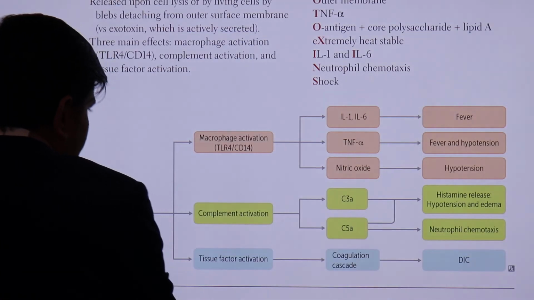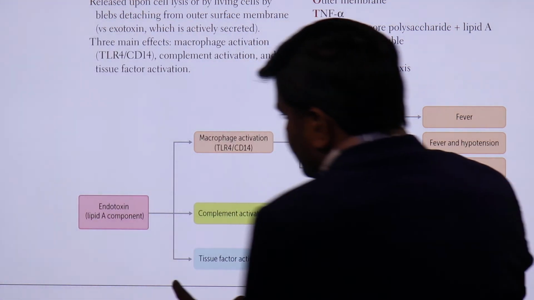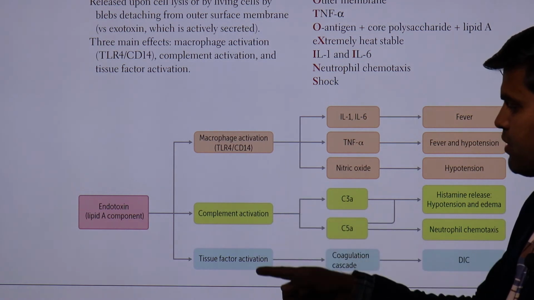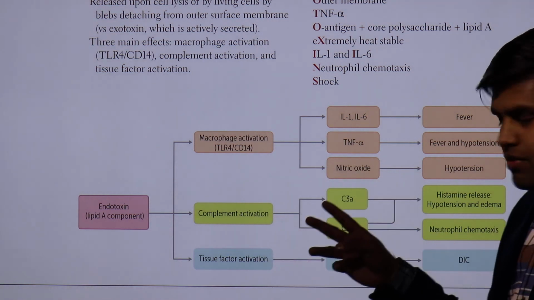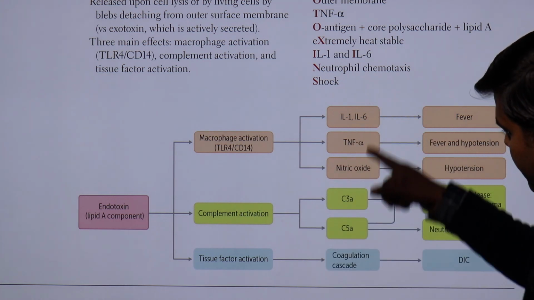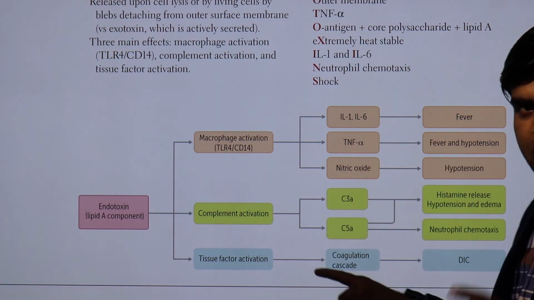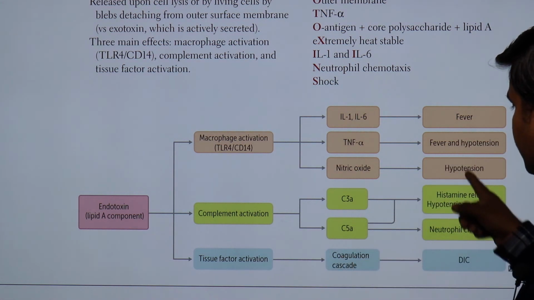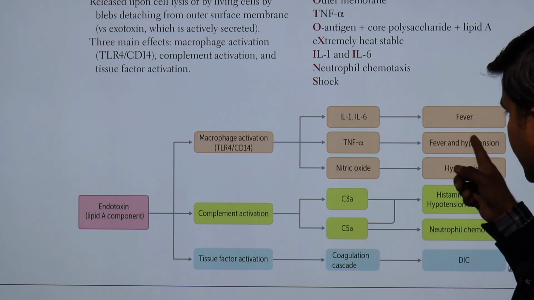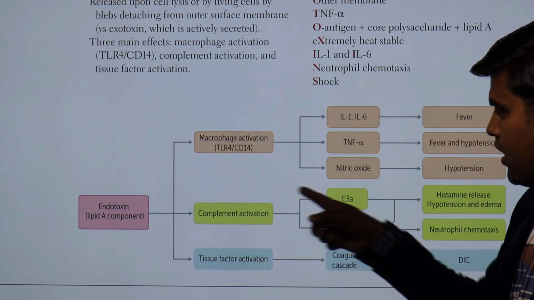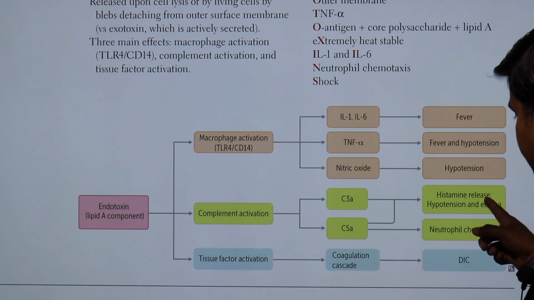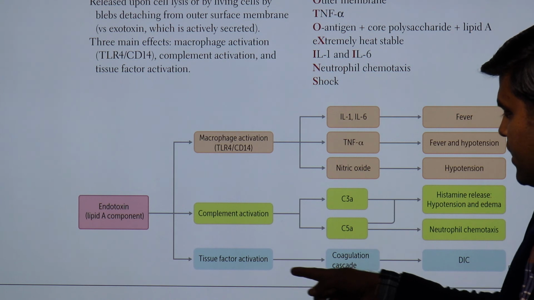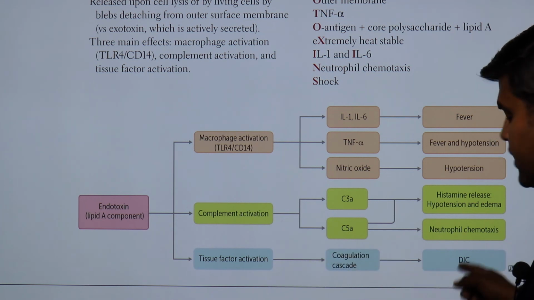So when we are talking about endotoxin, we have come to know that endotoxin acts by three mechanisms: macrophage activation, complement activation, and tissue factor activation. These three you have to remember, and by these three, they are releasing the intermediate components. These components cause vasodilation because they release nitric oxide, which is causing hypotension. They release interleukin 1, that is causing the fever. The complement activated proteins release histamine, causing hypotension and shock. They are activating the coagulation cascade, tissue factor activation, developing DIC.